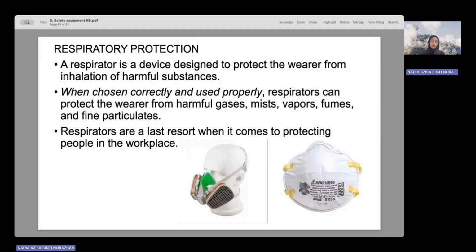Next, we will be discussing respiratory protection. The device is called a respirator. It is designed to protect the wearer from inhalation of harmful substances. When chosen correctly and used properly, respirators can protect the wearer from harmful gases, mist, vapors, fumes, and fine particulates. Respirators are a last resort when it comes to protecting people in the workplace.